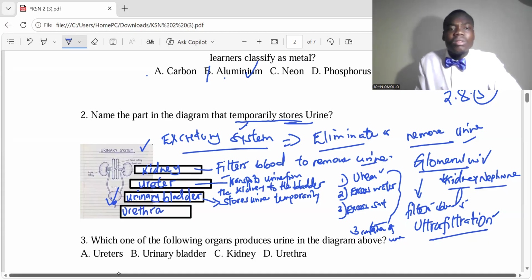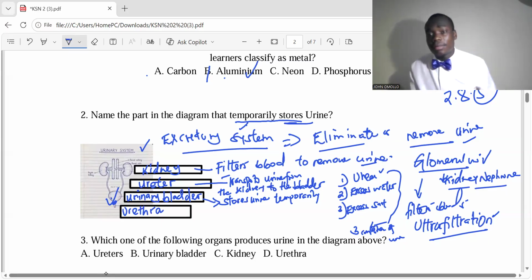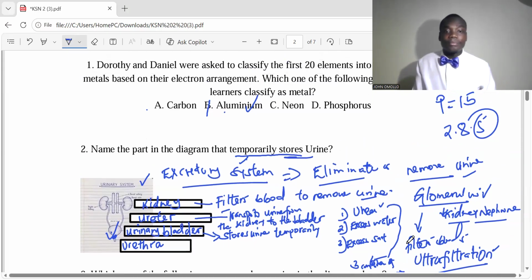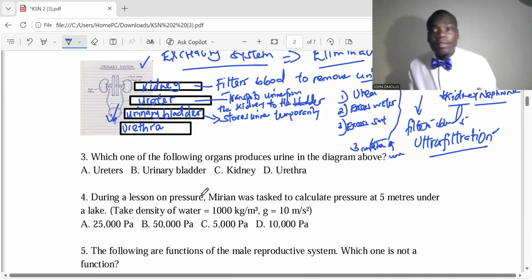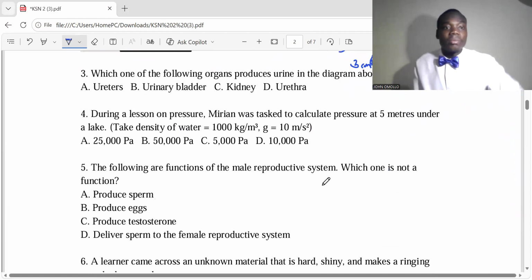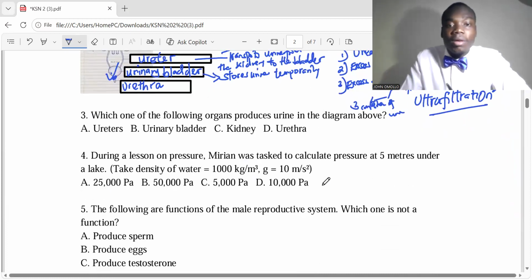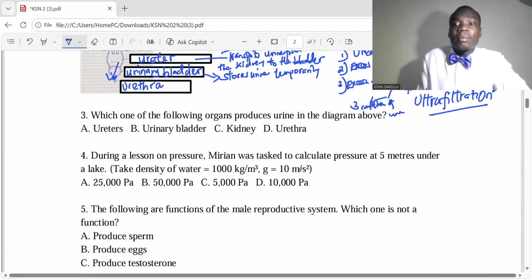You getting that? So this is all about the urinary system. So the answer there is the bladder, which stores urine temporarily. Number 3, which one of the following organs produces urine in the diagram above? The part that produces urine is the kidney. Kidney now produces urine.